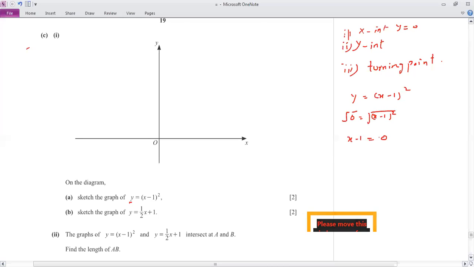Because plus minus 0, there is no benefit of writing plus minus 0. So you will just write this one, and then after that it will be x is equal to 1. So you have only one x-intercept, which is x is equal to 1. Then we need to find the y-intercept. To find the y-intercept, you will put x is equal to 0 in this one. So what will the y-intercept be? Y is equal to (0 minus 1) squared, which will be 1. So the y-intercept is 1. We got the x-intercept, we got the y-intercept.